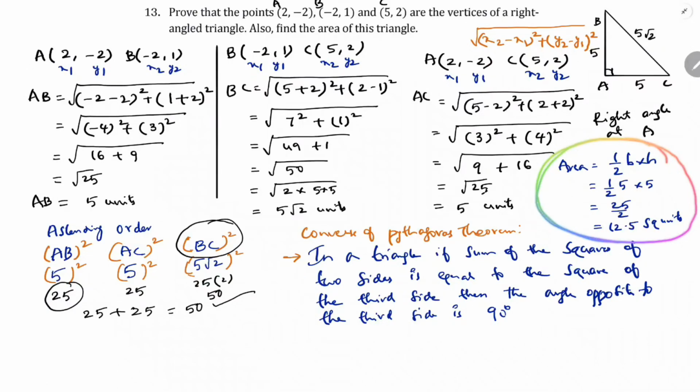So see, area of a triangle: because this is the hypotenuse, the sides which contain 90 degrees, one I'll consider as base, then the other will become height. So area of a triangle is half base into height. Clearly base is 5 and height is 5. So half 5 into 5, 25 by 2, which is nothing but 12.5 square units.